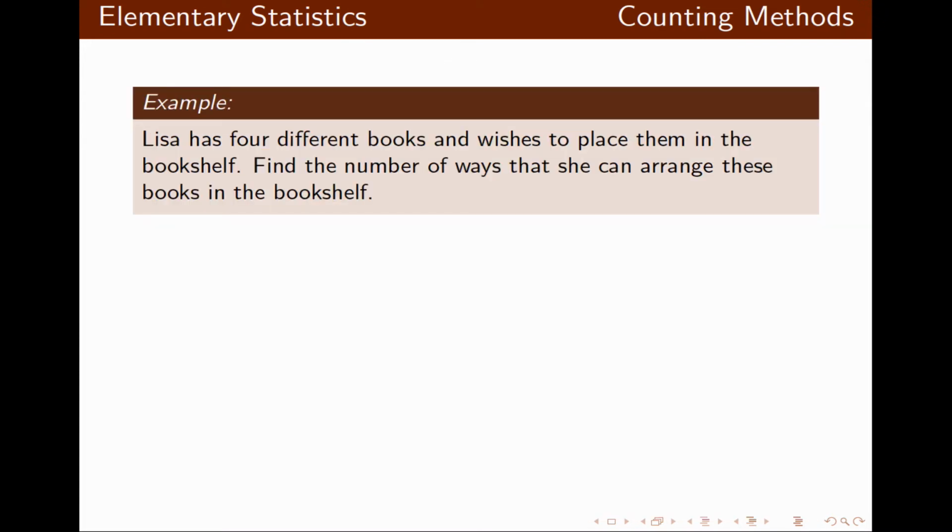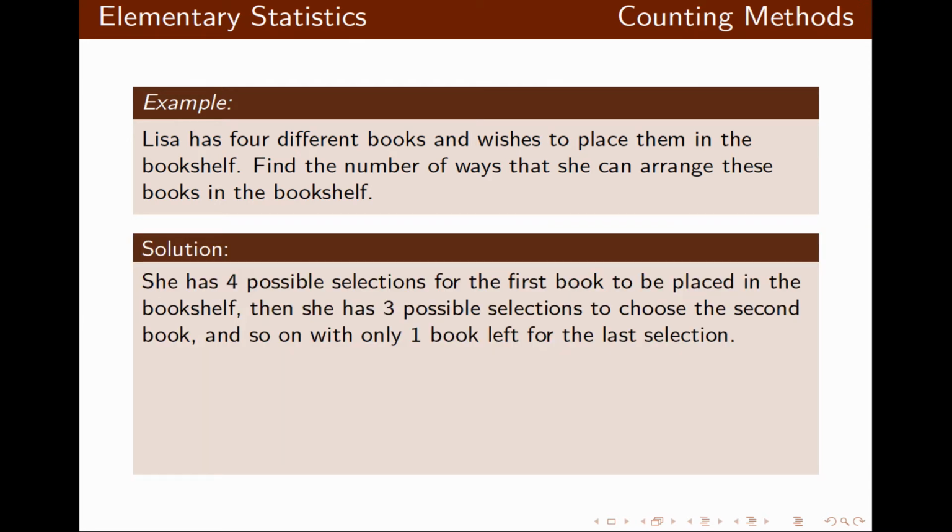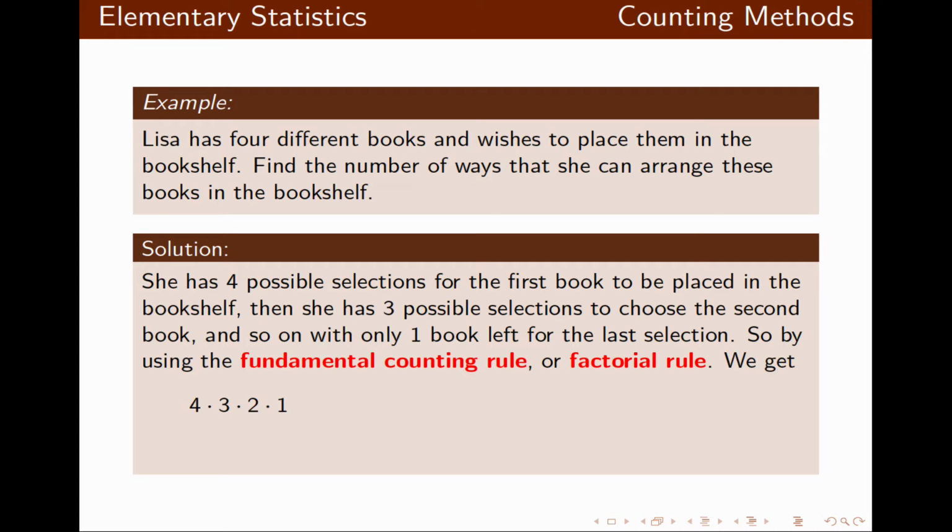Lisa has 4 different books and she wishes to place them in a bookshelf. We want to find out how many different ways she can do this. For the first book, she has 4 possible selections. Then she has 3 possible selections for the second book, and so on. So using the fundamental counting rule, or even using the factorial rule, we get 4 choices for the first one, times 3 choices for the second one, times 2 times 1, which is equivalent to 4 factorial. So the answer is 24 ways to arrange 4 books in the bookshelf.